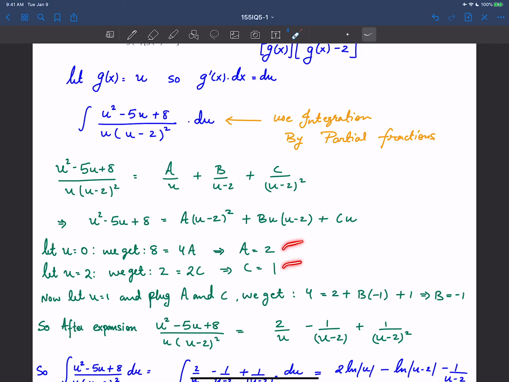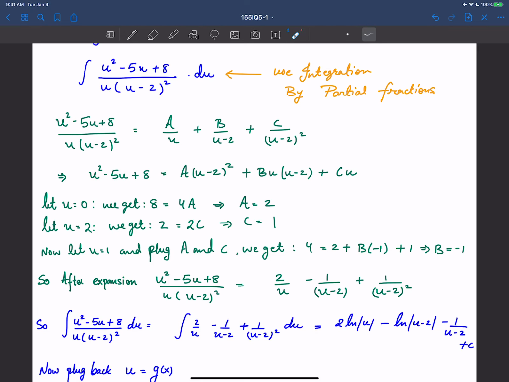So I figured out a, b, and c, and now we have all of these. We can write this expression in the expanded form with those constants a, b, c. So you plug in a as 2, so you get 2 over u, and then you get minus b over u minus 2, and you have 1 divided by u minus 2 whole squared. So we got the expansion.